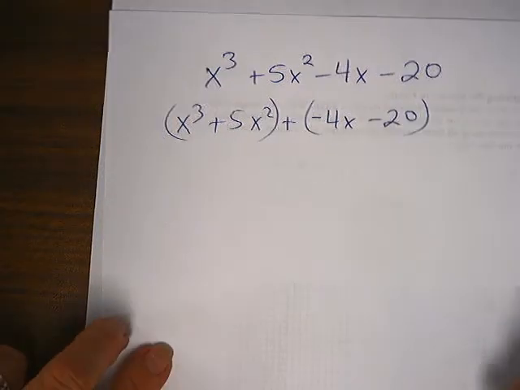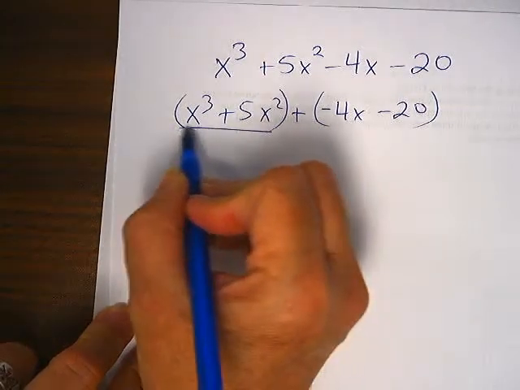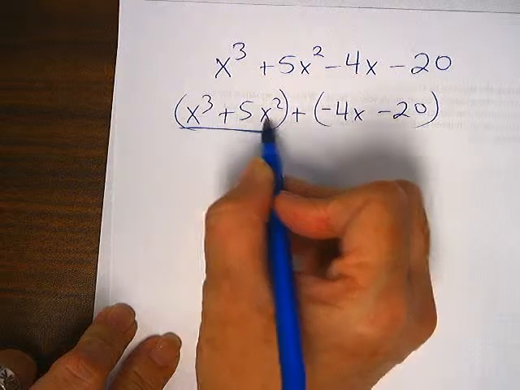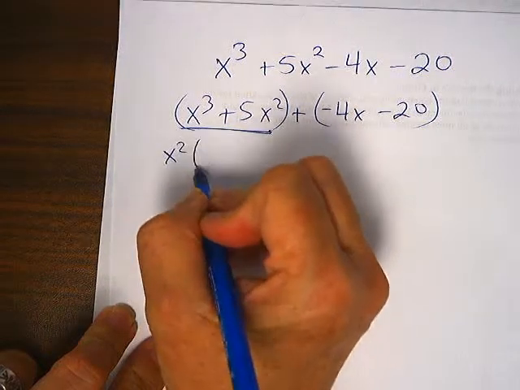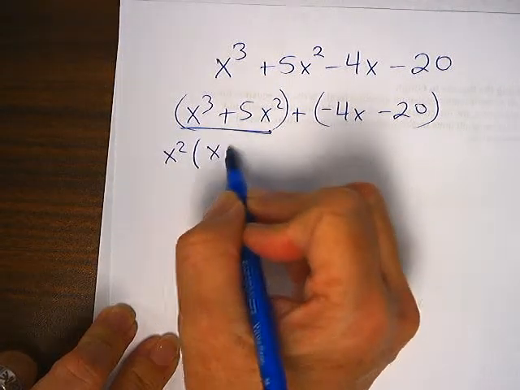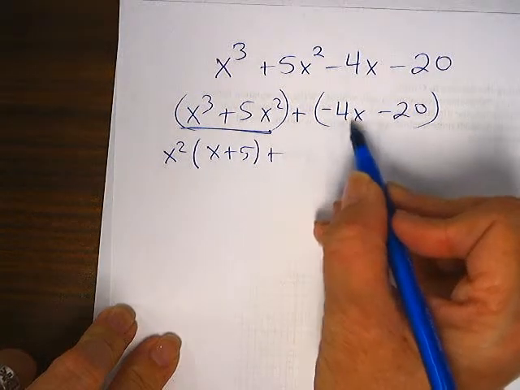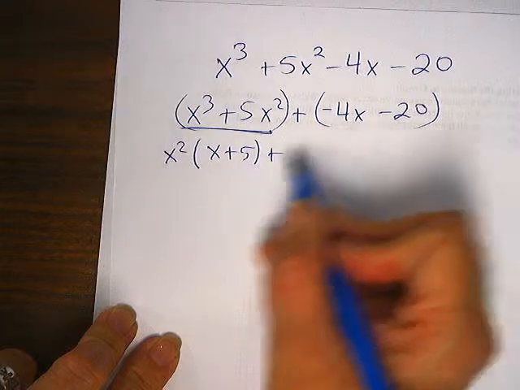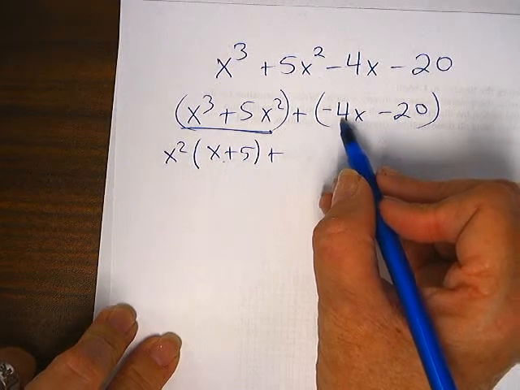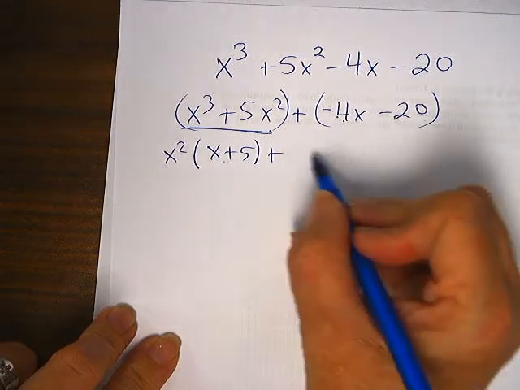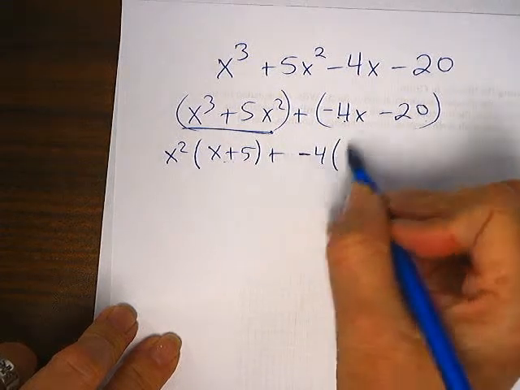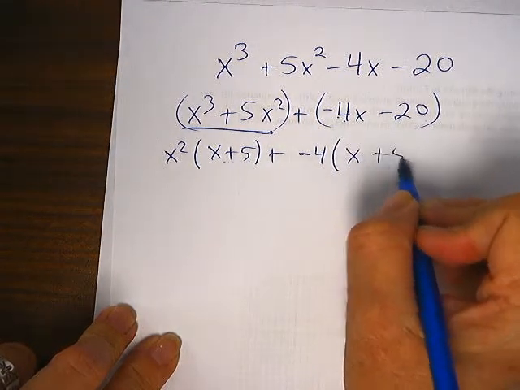Put those parentheses around. And now looking at our first group, what can I factor out? In this case, it looks like an x squared. What's left is x plus 5 plus, and again, we want what's left to match this one. So I want to pull out the negative 4 from both terms. So negative 4, I'm left with x plus 5.